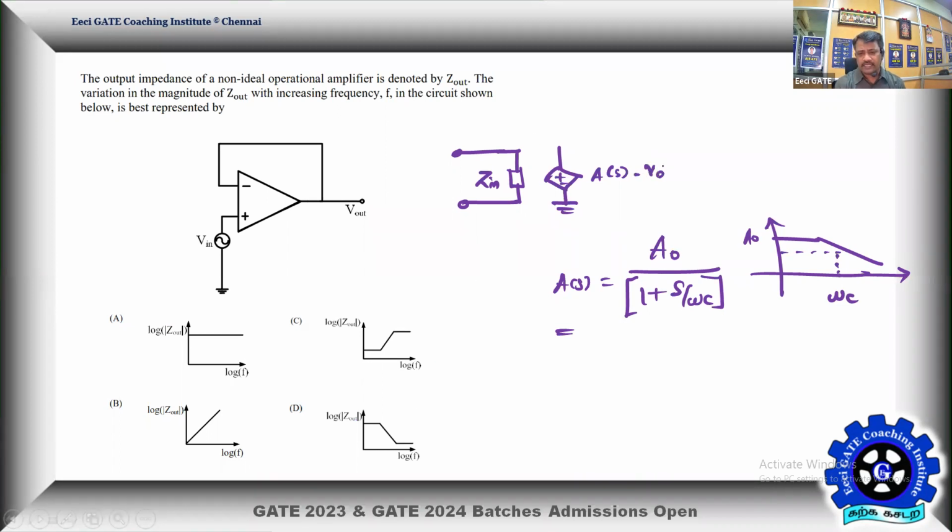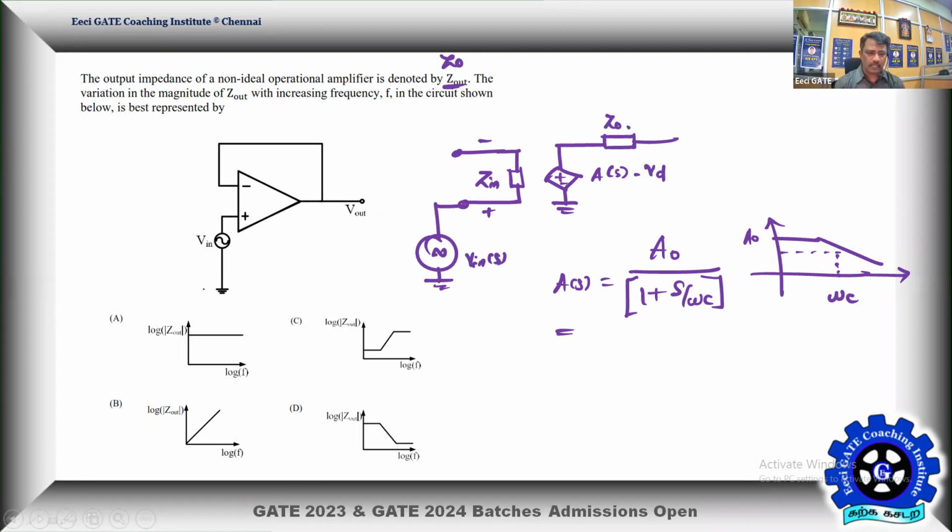The voltage VD. This is plus, non-inverting, and this is inverting. The non-inverting input is connected to the input voltage V in of S, let me say. And then here we have the output impedance, mentioned as Z out. I'll take it as Z naught, the output impedance.